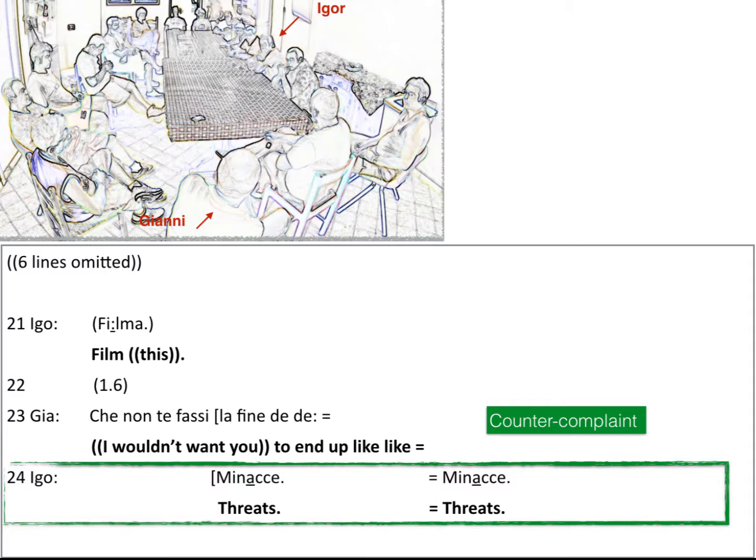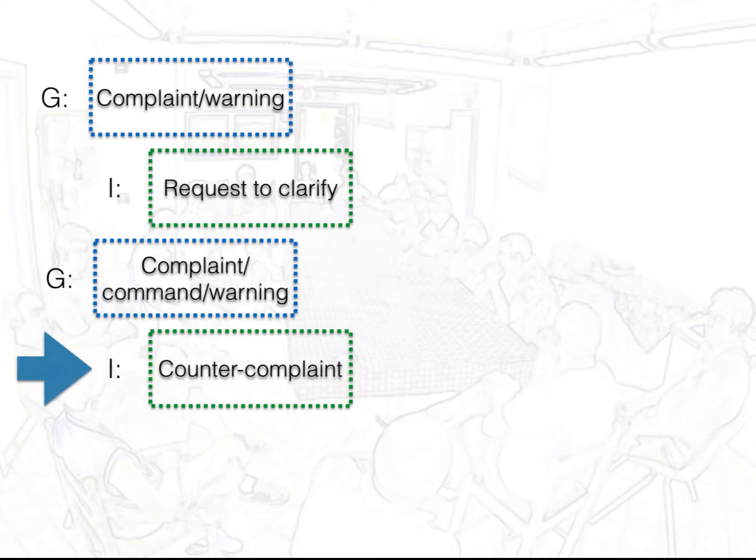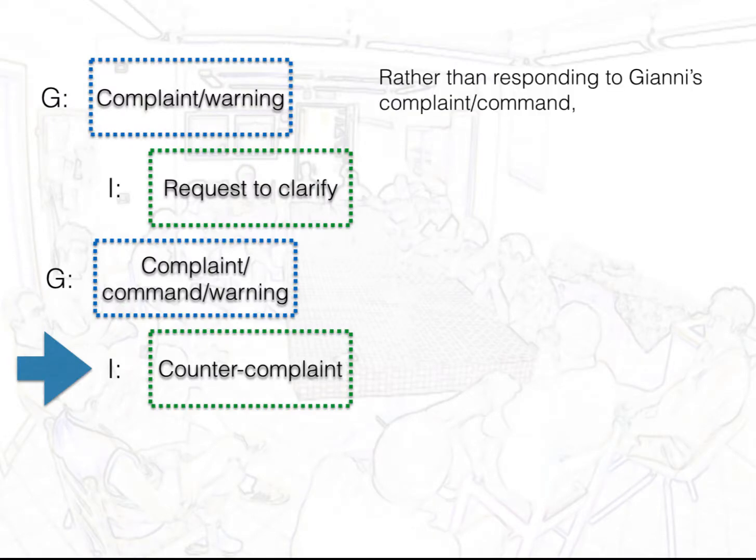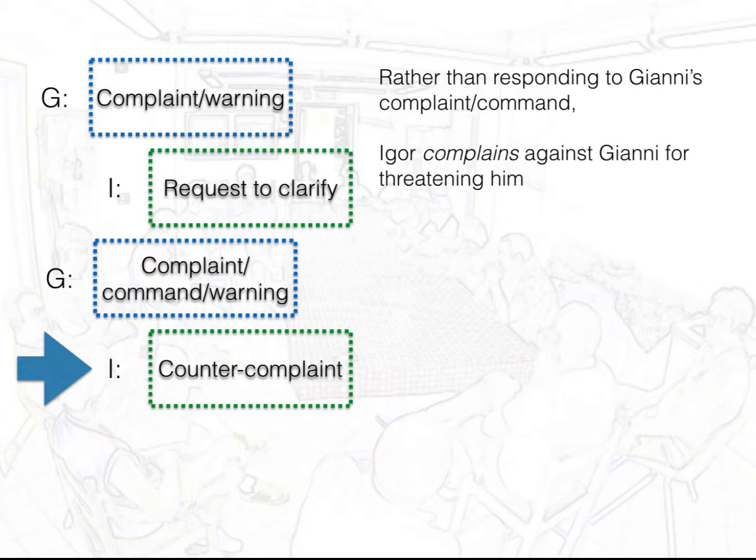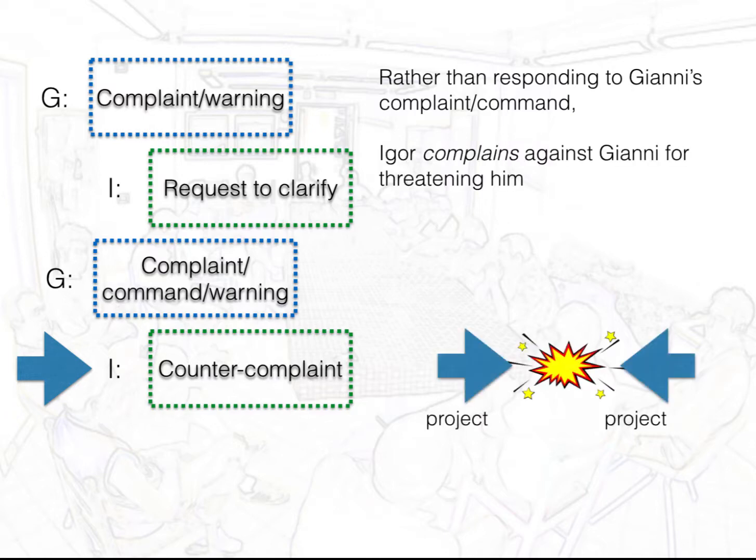So this is a point where we are on the verge of an emerging conflict. Somebody complains and the other person comes back with what I'm calling a counter-complaint. Okay, so both are complaining against each other, actually. This is a crucial point. We will see that in other examples as well. So rather than responding to the complaint, he produces his own complaint. And at that point, both have the same project in a way. Everyone is trying to complain against the other.